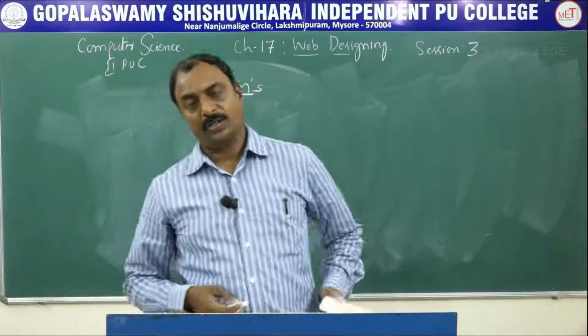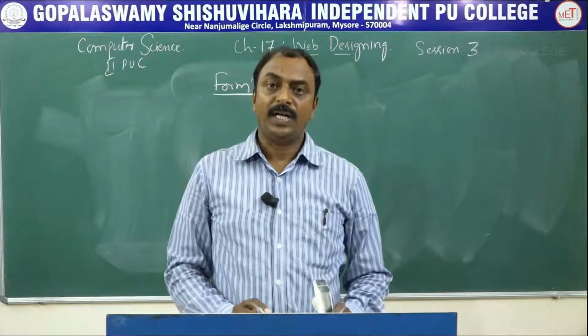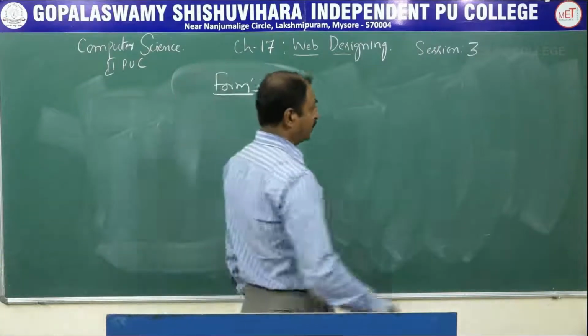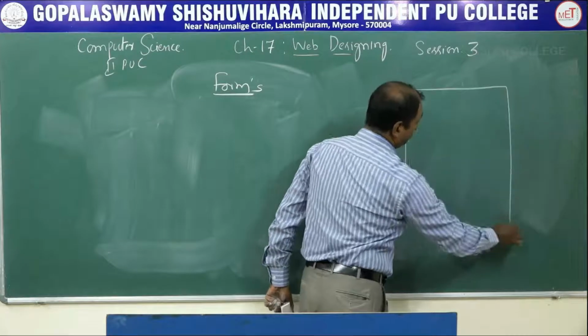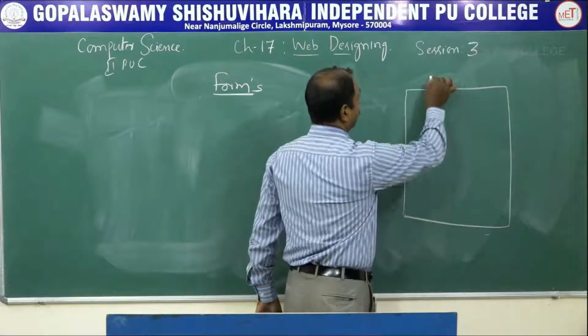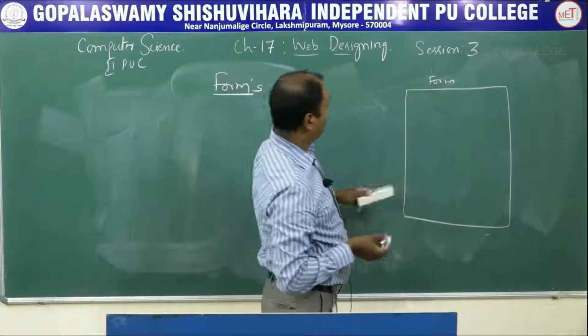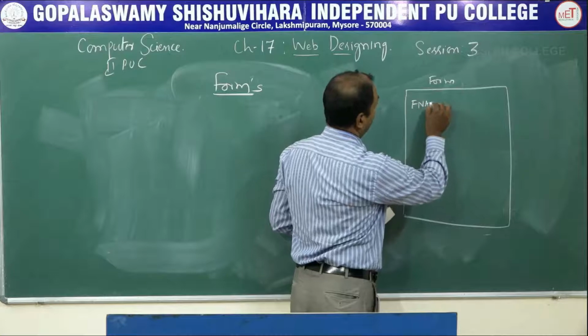So this application form, what would be there? Generally, application forms consist of many fields, isn't it? Look at the example here. Suppose, I take one simple example, this is one application form. Generally what will be there? First of all, they may ask you your first name or name.